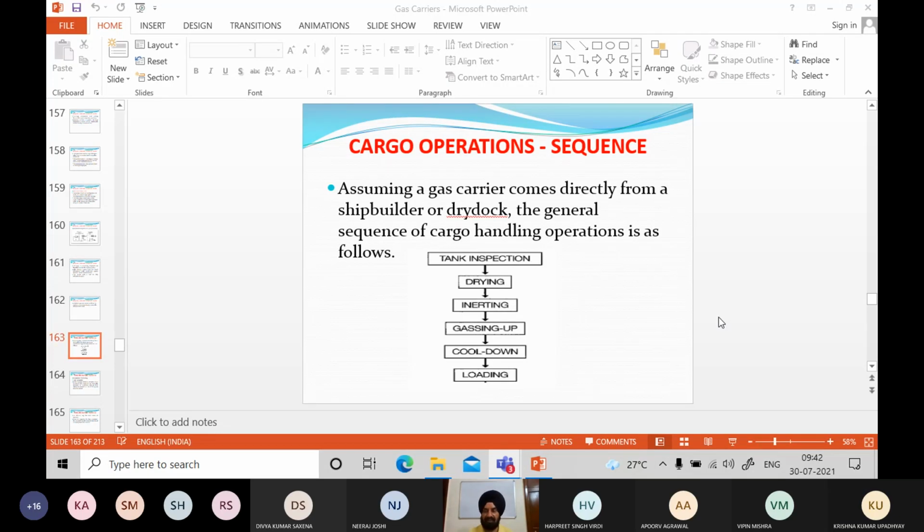the tanks, even at sea. At no time the tank atmosphere should be in the flammable range. That is the idea, that was the idea of studying that flammability diagram.